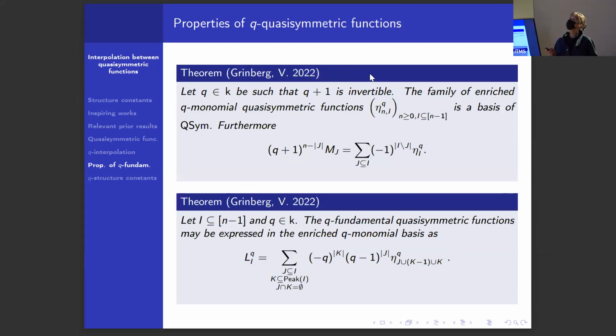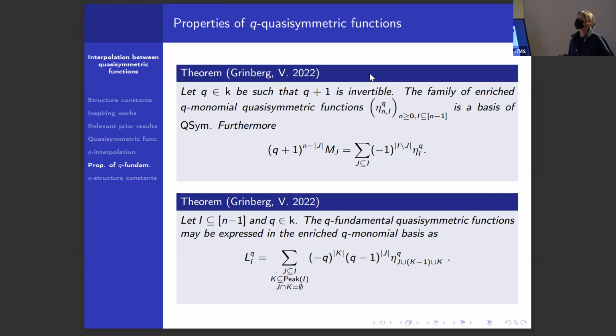When Q from the base ring is such that Q plus 1 is invertible, then the previous formula connecting enriched Q monomials and classical monomials can be reversed, getting this formula connecting classical monomials with enriched Q monomials. And as a direct consequence, we have that enriched Q monomials are a basis of QSym for invertible Q plus 1.